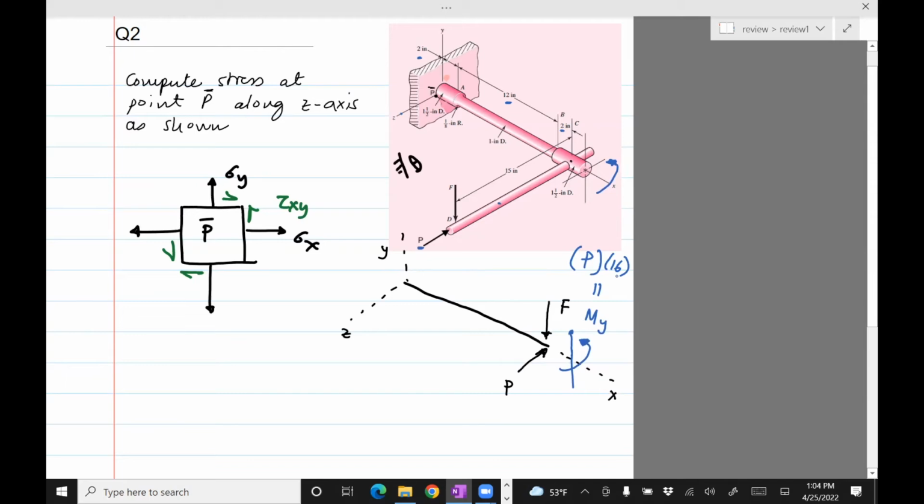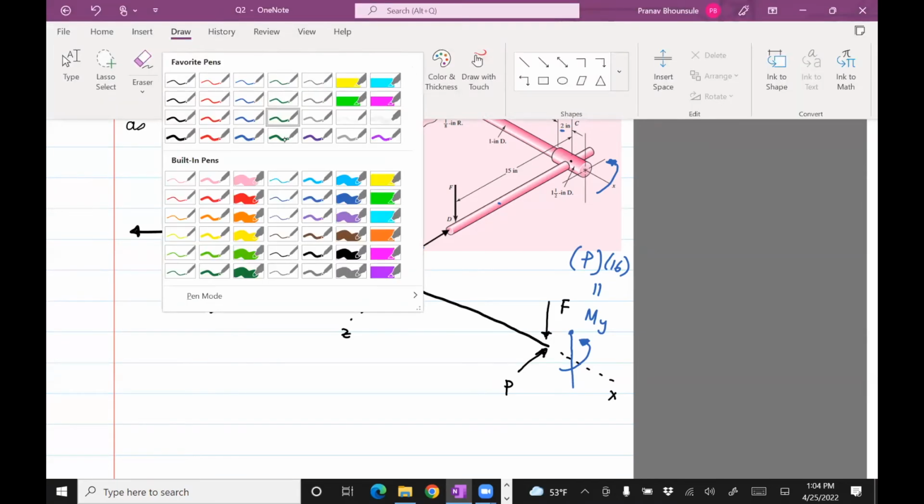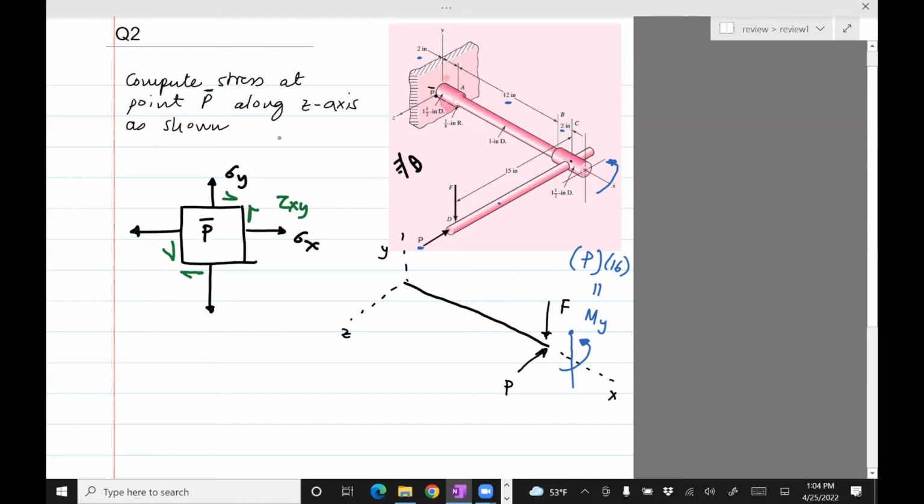Now, does P cause any other torque or moment? I think that's the only moment. There's no torque due to P. Okay, so there's a torque path, right? Yeah, so we get one by one. So let's compute the torques and moments due to F.